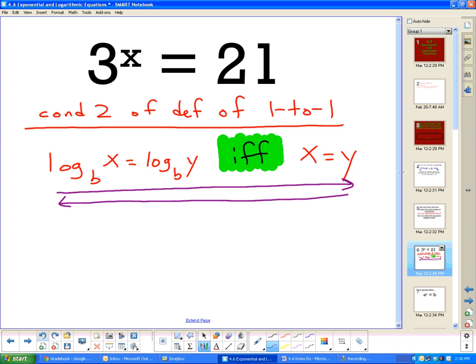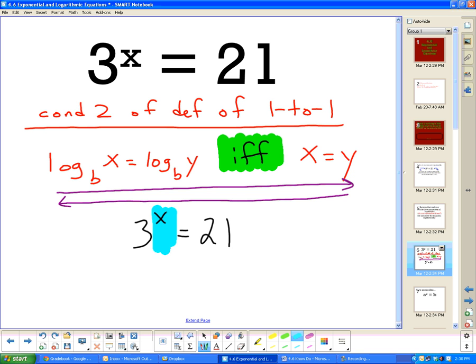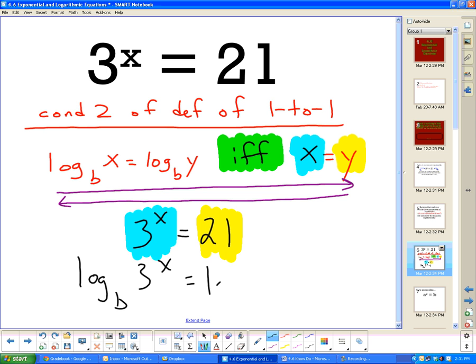So why don't we go ahead here and actually solve this equation. So if I have 3 to the x equals 21, I'm going to say that is what I have on the right side of my statement. I'm going to call this 3 to the x equivalent to this x over here in blue, and the 21 is equivalent to this y. So I've got my x equals y, and I'm going to use this condition 2 from right to left to create logarithms of base b. So I'm going to write logarithm base b of 3 to the x equals logarithm base b of 21.